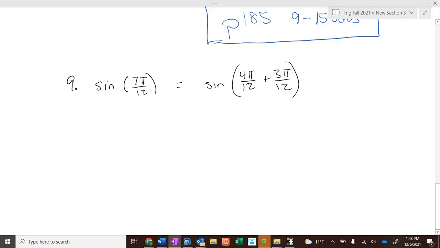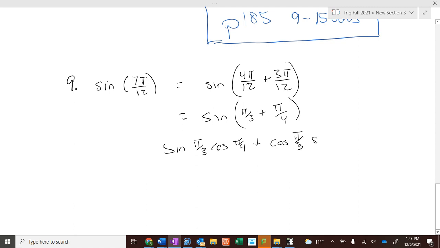All right. So sine of 7 pi over 12 is sine of 4 pi over 12 plus 3 pi over 12, which is sine of pi over 3 plus pi over 4, which is sine of pi over 3 cosine of pi over 4 plus cosine pi over 3 sine pi over 4.